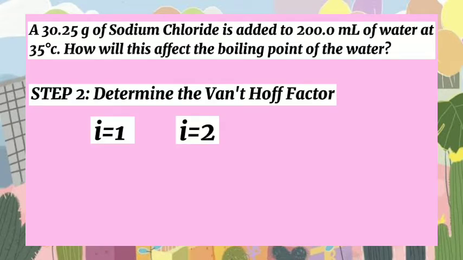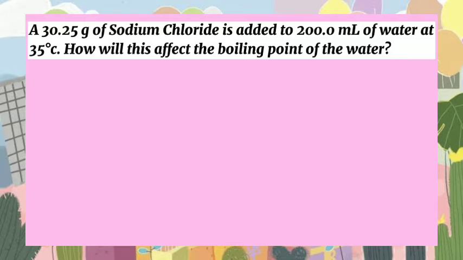Step 2 is determining the van 't Hoff factor. 1 is constant for substances that do not dissociate in water, and 2 is constant for solutes that completely dissociate into two ions. An example is sodium chloride, which completely dissociates into two ions.